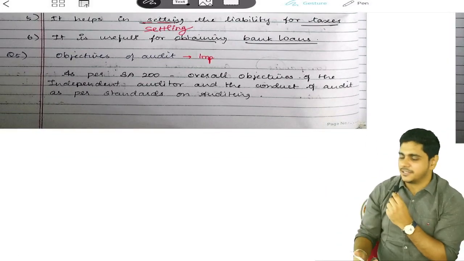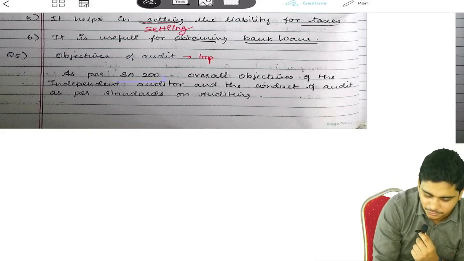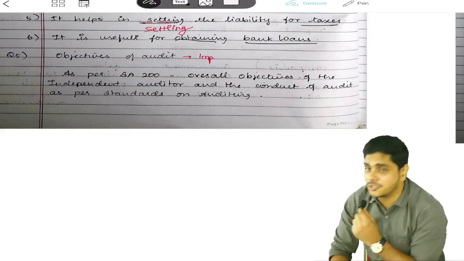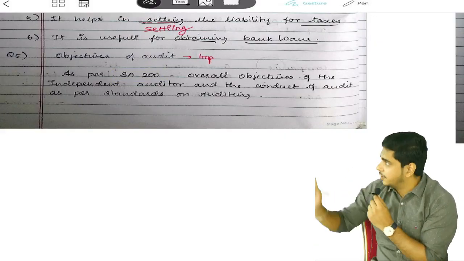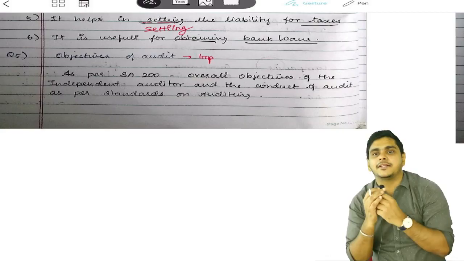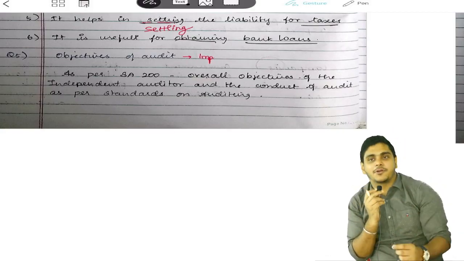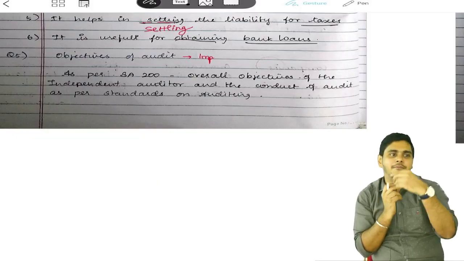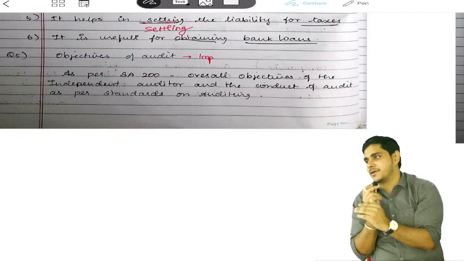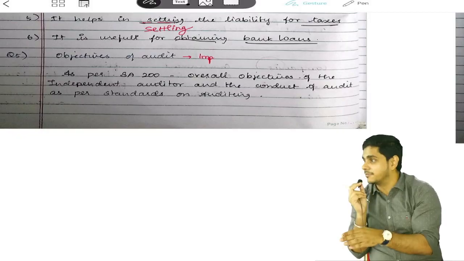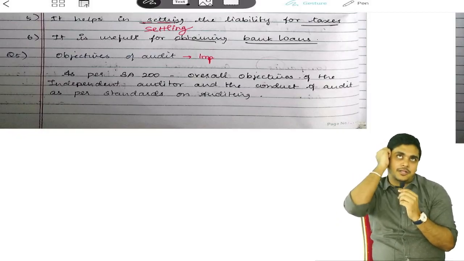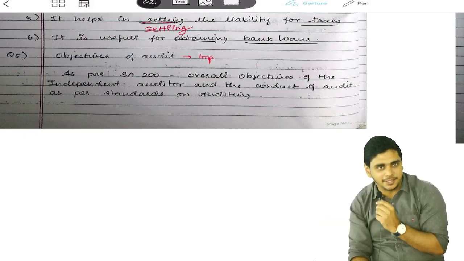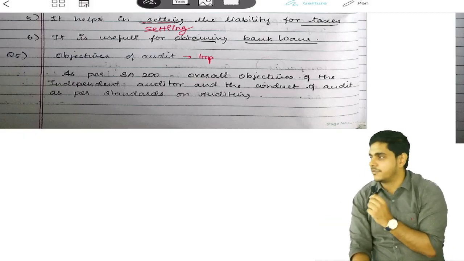Now, where is it written? It is written in SA 200. Which SA? Standards on Auditing number 200. We need to remember the name also. Writing the name of the SA and the number of the SA will give you 1 mark, provided you remember the correct name and the correct number. In total, we have 36 SAs in our syllabus at intermediate. We need to remember 36 numbers.